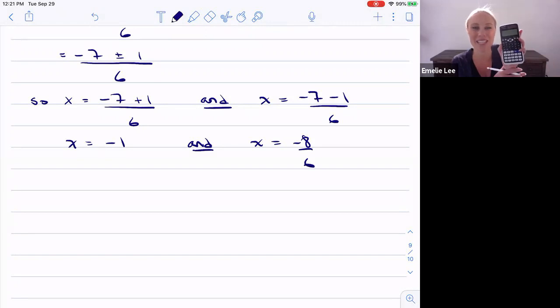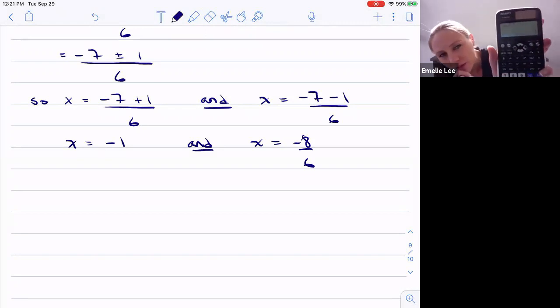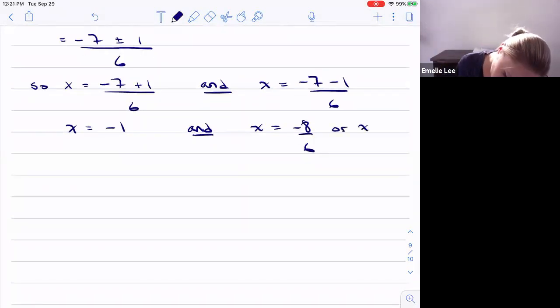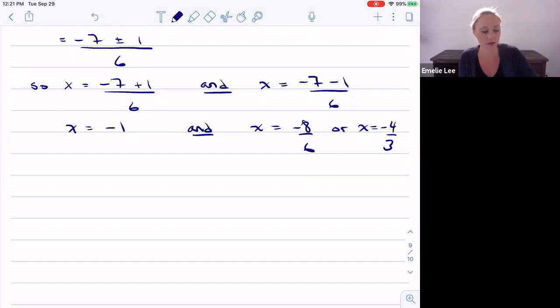Especially if you've got a fancy calculator, something like this one, -8 divided by 6, it'll just simplify it for you. So you've got -4/3, or x is -4/3 if you simplify. Either way, it doesn't matter. Simplified is easier to deal with, but if your calculator doesn't do it for you, then it doesn't matter.